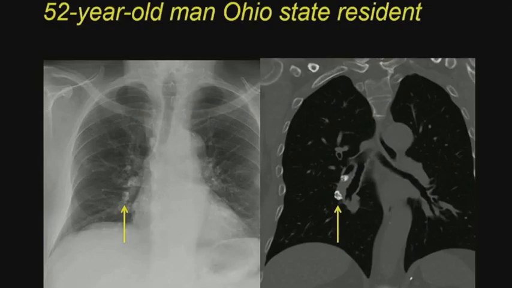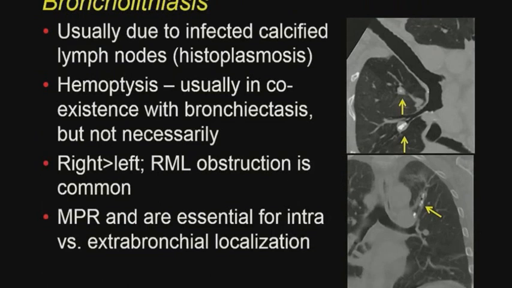And now let's talk about other, maybe more rare, cases of hemoptysis. I would like to start with this patient who has broncholithiasis. This is a known cause of hemoptysis. Fortunately, it's a benign cause of hemoptysis, but very frequent. And this is usually due to infected calcified lymph nodes, which are caused in the vast majority of cases by histoplasmosis. The hemoptysis is usually in coexistence with bronchiectasis, but not necessarily.